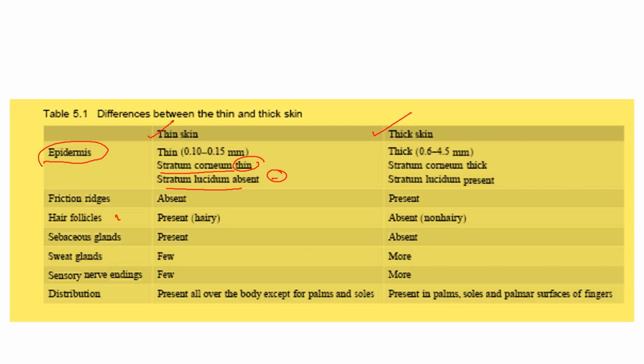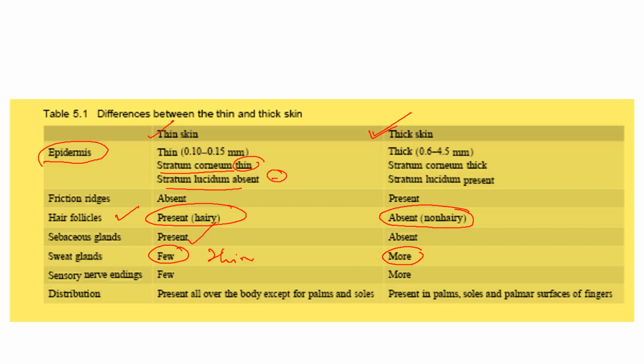Then you have the hair follicle present. The thin skin is usually hairy, while it is non-hairy, there is no hair follicle in case of thick skin. Okay. Then you have sebaceous gland present. Sebaceous gland is absent in case of thick skin. Sweat glands are few in number if the skin is thin. And in thick skin, as you can see, there is more sweating in the region of palm and sole. Because why? Because there is more number of sweat glands.